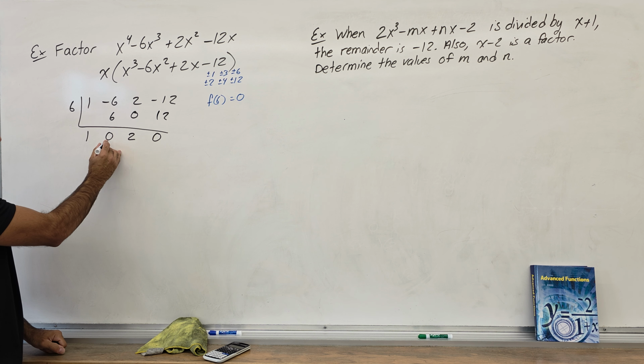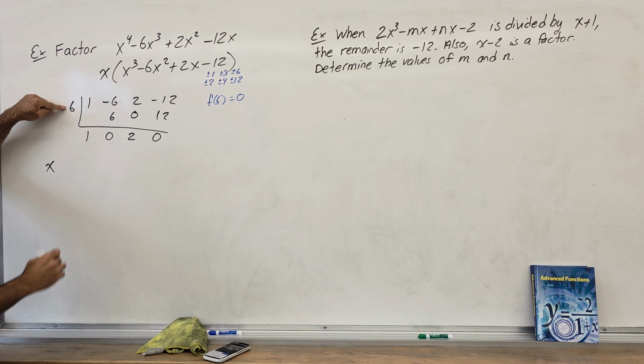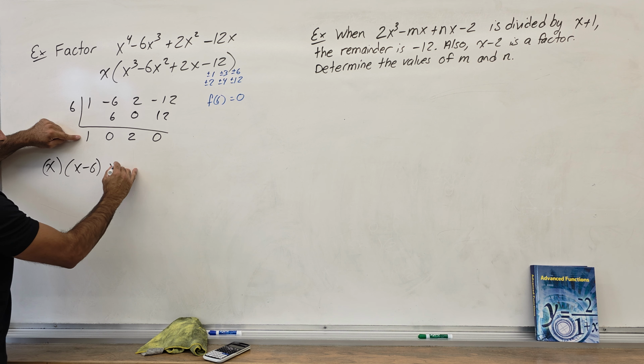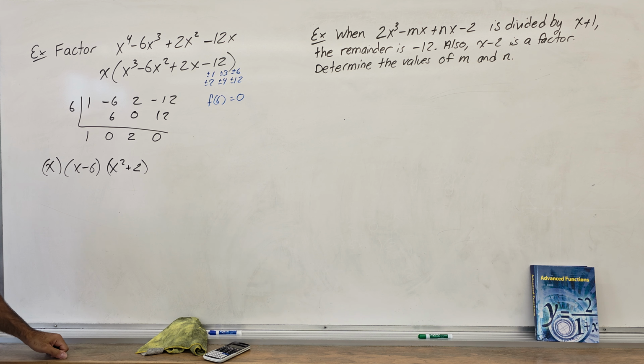Take a look at this. We're seeing it for the first time. A 0. So I need an x. I need my x minus 6. And I'm going to use my x squared plus 2. Sorry. These are my factors.